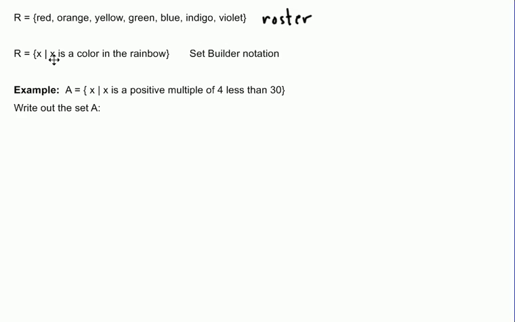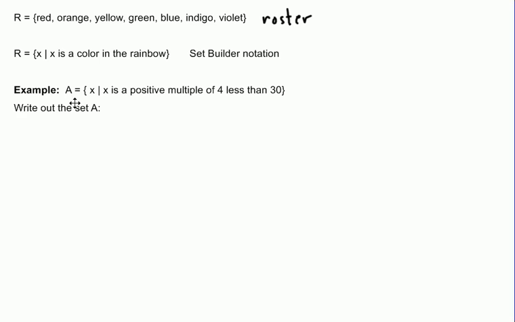Another more compact and mathematical way that you might see is what we call set builder notation. So in this case, we could describe the same exact set R here by saying let R be the set of all x's such that, this vertical line here means such that, x is a color in the rainbow. So this gives a rule to generate all the x's that belong to R without actually writing them out.